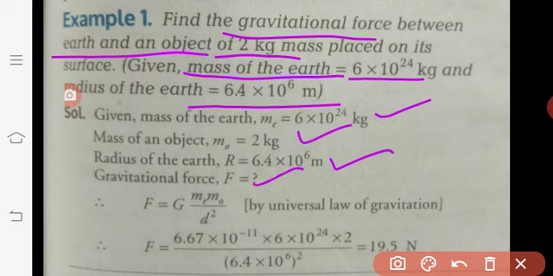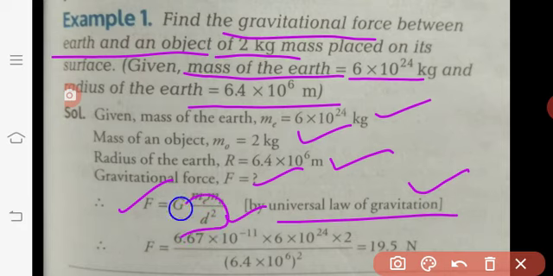And how will you calculate the force? Force is equal to G M m divided by d square. This is the universal law of gravitation. Here G value is 6.67 multiply 10 raised to power minus 11, multiply 6 multiply 10 raised to power 24, into 2, divided by what is the value of d, 6.4 multiply 10 raised to power 6 whole square, that is equal to 19.5 Newton.